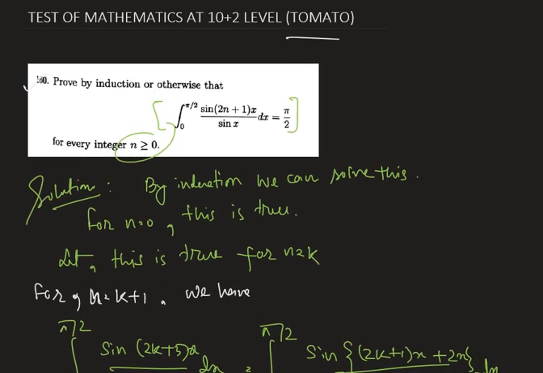So we have proved that for n equals k plus 1, the integration equals pi by 2. So we can say that for n equals k, it is also true. Okay, so we have proved this problem. So that's all for today.